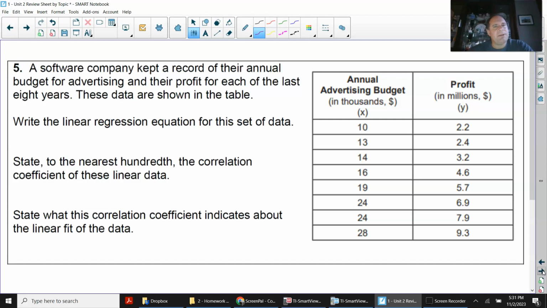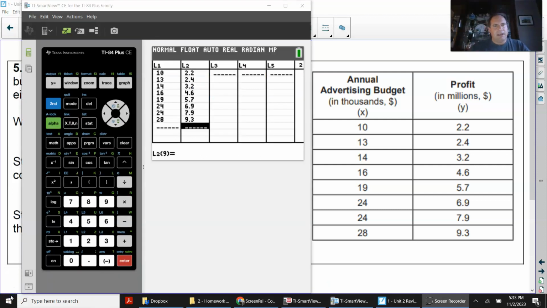Okay, software company keeps a record. We're going to write a linear regression equation for the set of data. Again, we're going to put this into L1 and L2, and then we'll come back and share our results. Okay, I put my list in. I cleared my list out from the last question, and now I am ready to go.